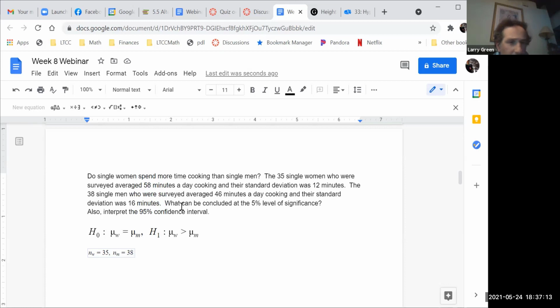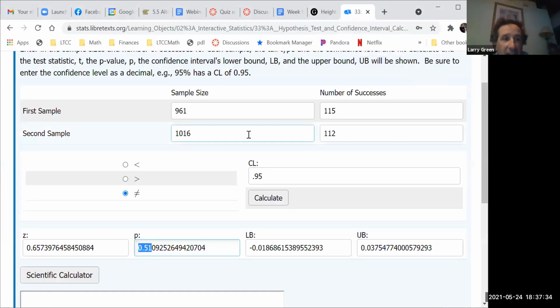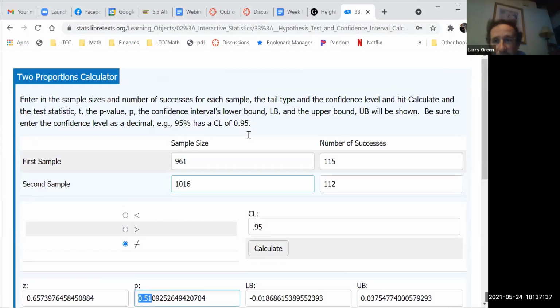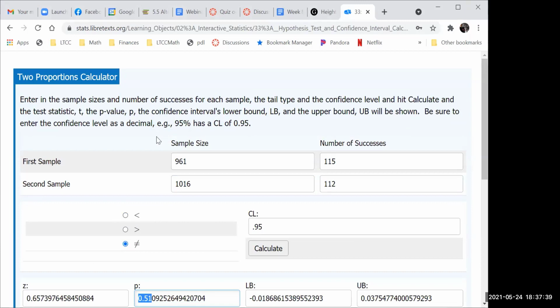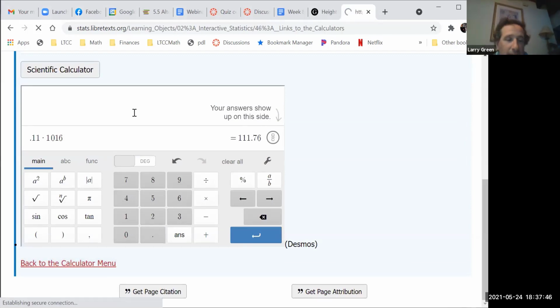Okay, so now that I know that, what do I do? What do you think's next? Go to the calculator. Is it the same calculator? Will this work? No, because that's for proportions and we're doing mean. Exactly. It's not a two proportion calculator. Let's see what we got. So I can go back to the calculator menu.